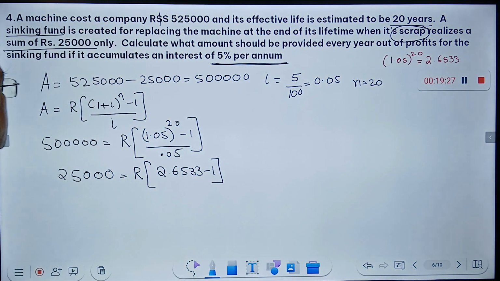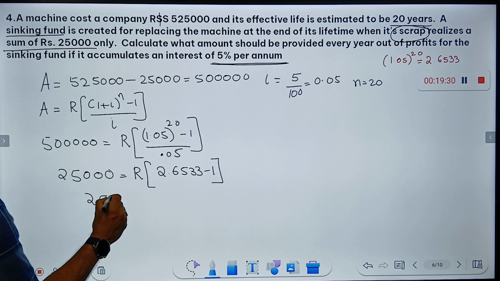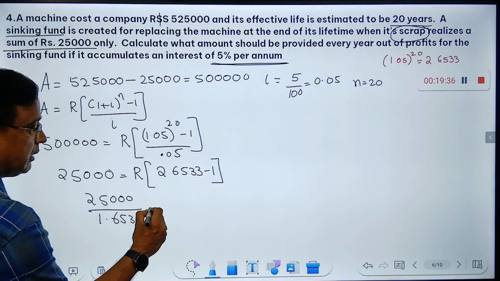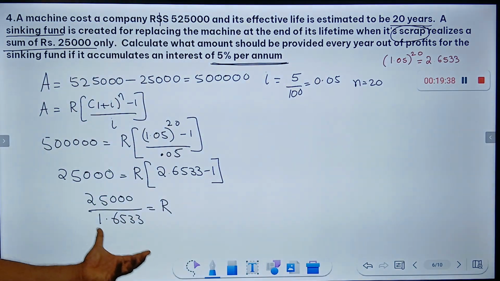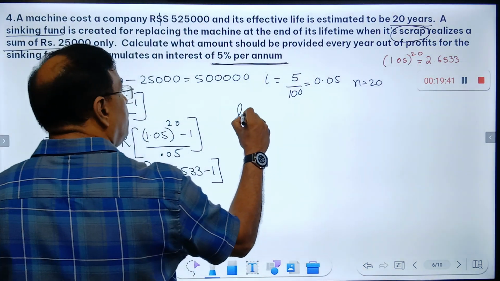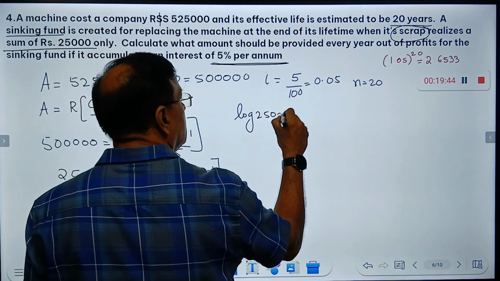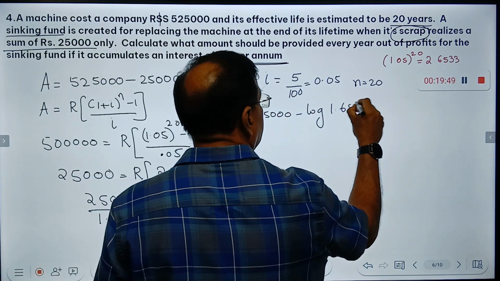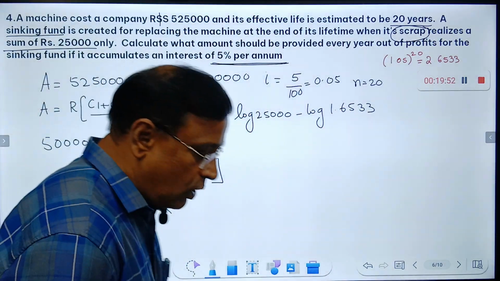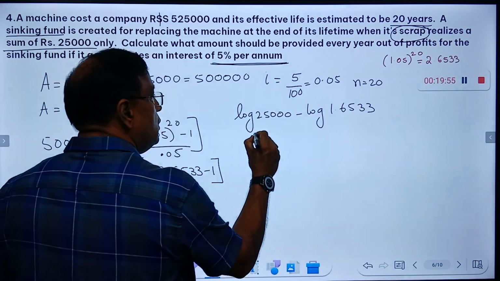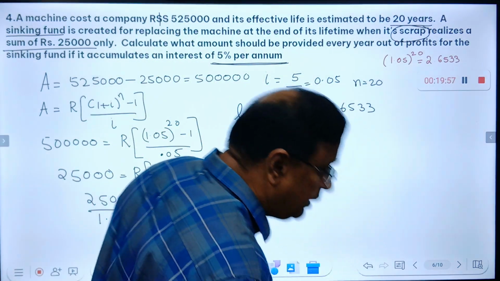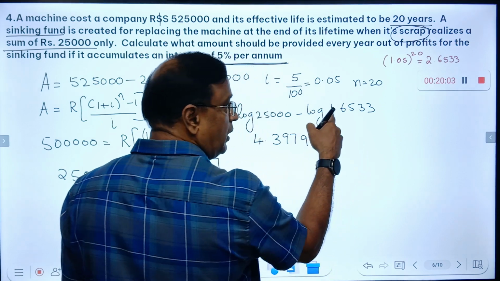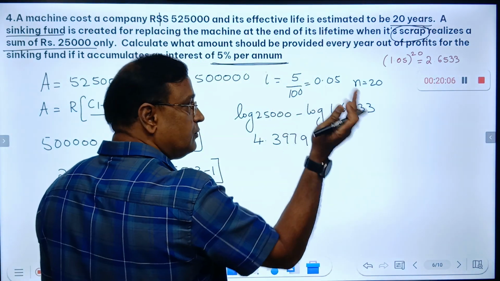2.6533. So if I make the subtraction, what do you get? 25,000 divided by 1.6533 equal to R. Now as usual, go back to logarithm. So log of 25,000 minus log of 1.6533. Now what is log of 25,000? I have already done the calculations. 4.3979 minus 0. It's one decimal place, 1. So 1 minus 1, 0. So 0.3979.